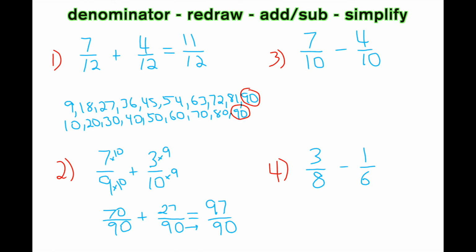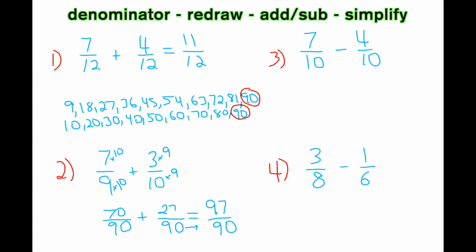Let's look at number 3. We have 7/10 minus 4/10. First, we need to find a common denominator. Here, both denominators are 10. They're the same, so we have a common denominator. Next, we would rewrite the problem using the common denominators. We already have a common denominator, so there's nothing to rewrite there, so we're good.